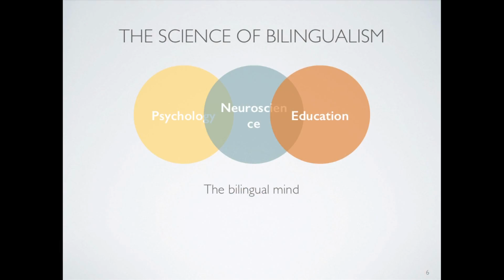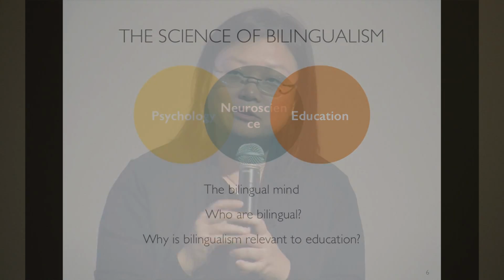So in today's talk, I will cover 3 very broad strokes. The first is the bilingual mind, and you can also add in brackets the brain. And then I will ask this question, who are bilingual? And I will end the talk by telling you a little bit about why bilingualism is relevant to education. Why is the research of bilingualism relevant to education? So first, let's take a look at the bilingual mind. So what do we mean by the bilingual mind?